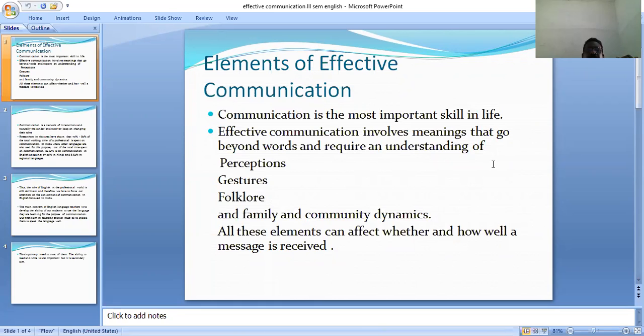Okay, perception. Gestures: we have to show our hands, nod our head, knit our eyebrows, and etc. And folklore, and some of them play a vital role while we are showing all of them. Gestures and head movements and body language all come under folklore. And family and community dynamics. All these elements can affect whether and how well a message is received. Okay. Then I will show now another PPT.